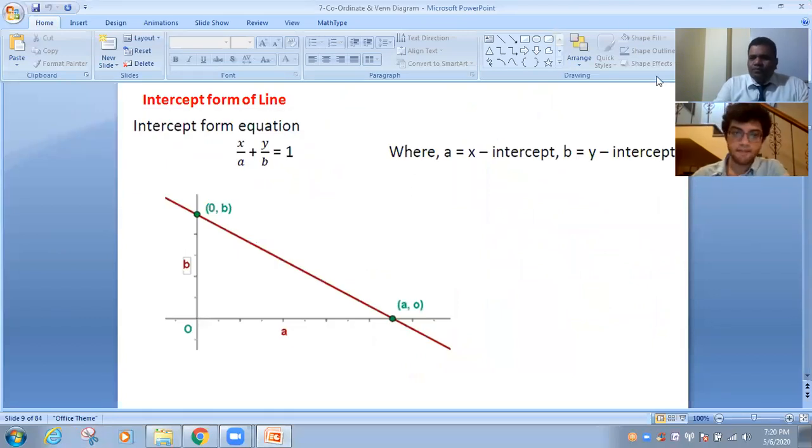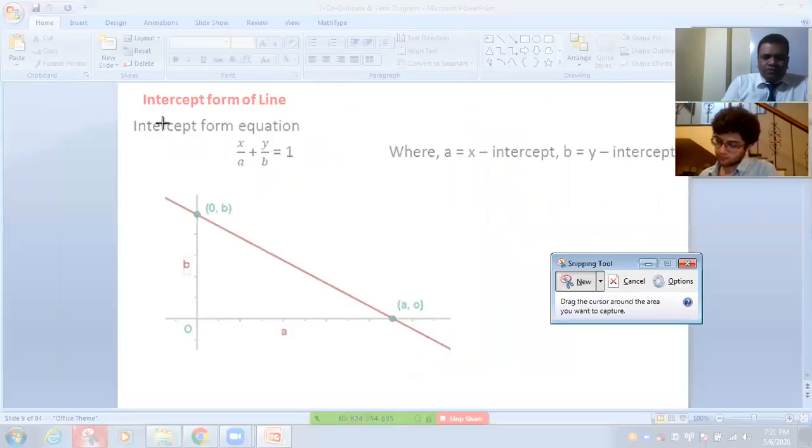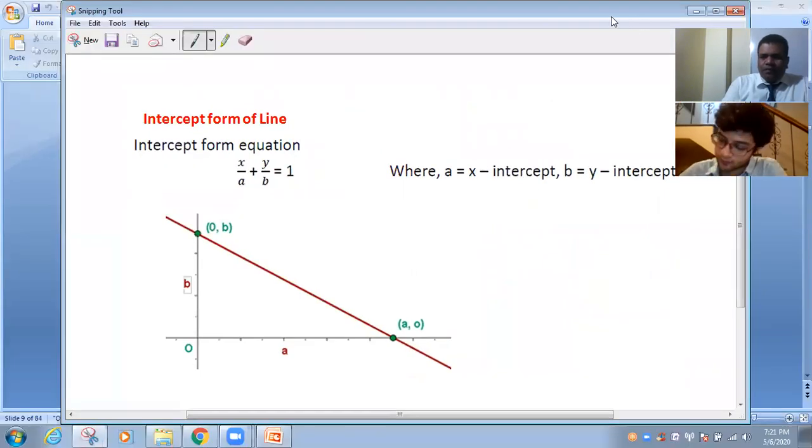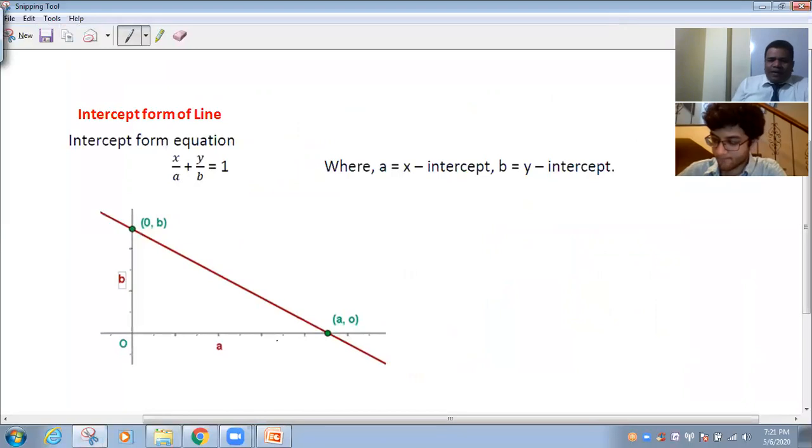Next one is the intercept form of line. Here only intercepts are known. See how to solve this one. So intercept form of line, that's the equation you can write directly. x by a plus y by b is equals to 1, where a is the intercept on x-axis, b is the intercept on y-axis.